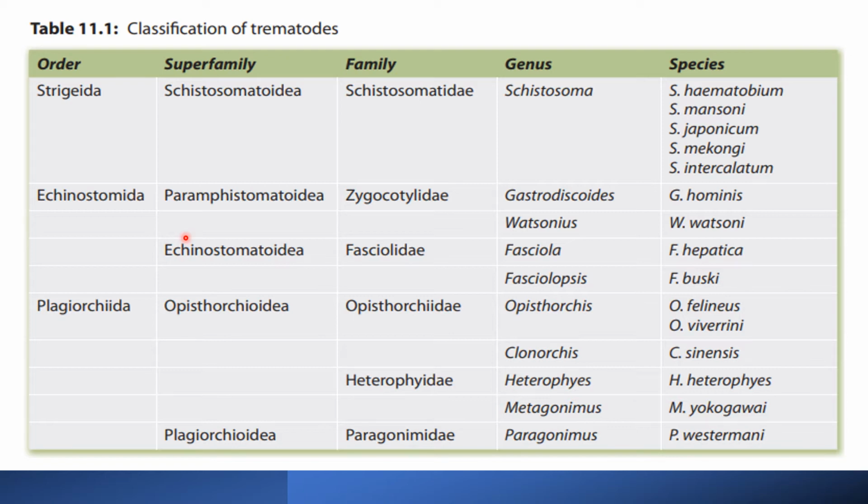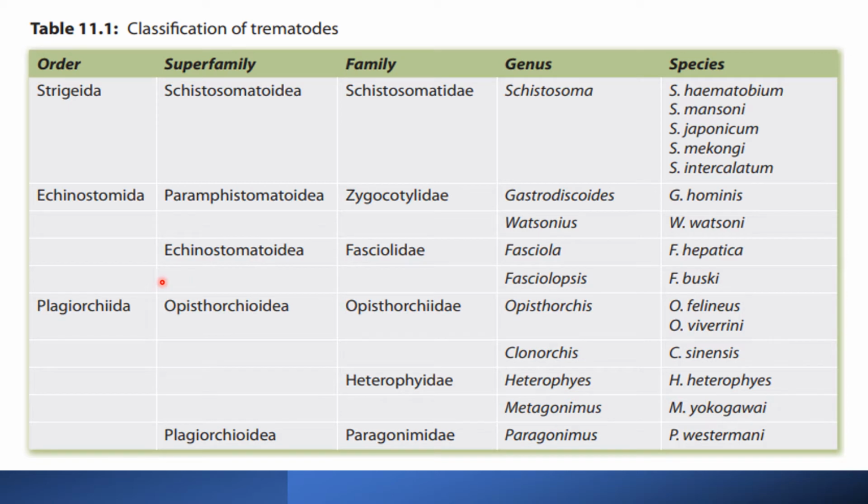Echinostomatoidea, we have your Fasciolidae with the genus Fasciola and Fasciolopsis. Okay, and we have another one which was not included here. We have your Echinostomatidae, still under this superfamily. We have your genus Echinostoma and the species Echinostoma ilocanum.